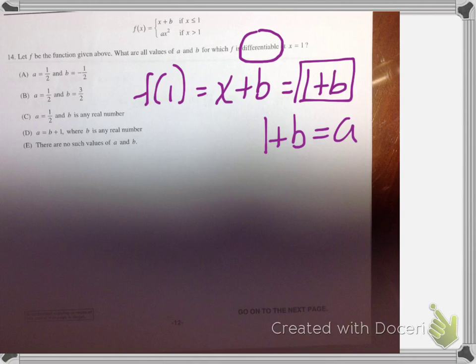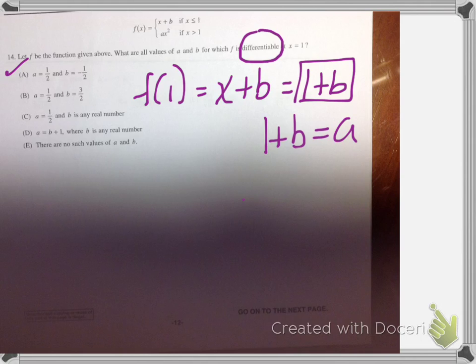Okay, so let's look at the choices. So if you look at choice A, if A is 1/2 and B is 1/2, are these equal? Yes, so A is still in the running, but we can't declare it as the winner because what if there are other choices that work? Okay, so I'm just going to put a little check next to A to say it's still in the running.